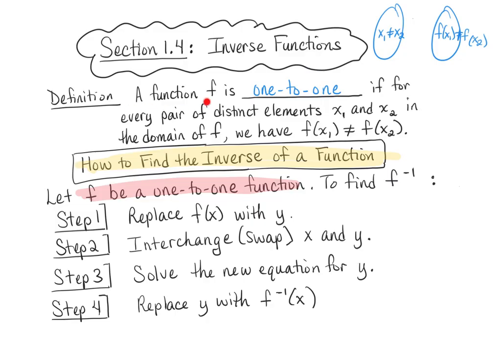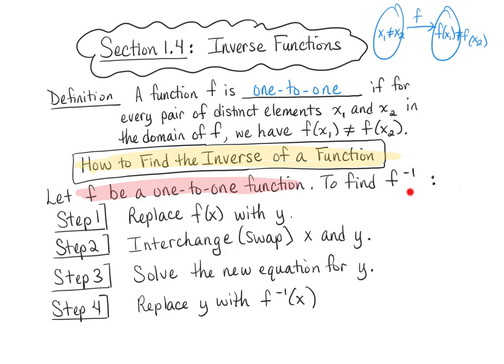So a function f is one-to-one if for every pair of distinct elements x1 and x2 in the domain of f, suppose this is our function f, the elements they map to are also distinct. So, to find the inverse of a function, we first have to start out with a one-to-one function.